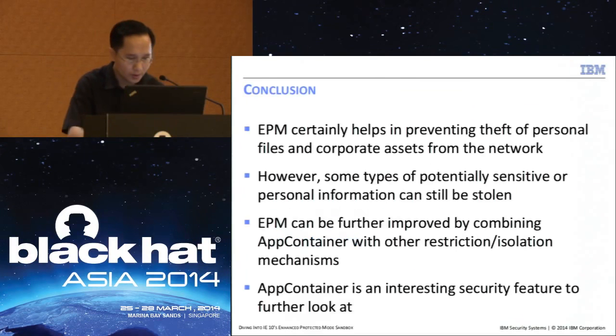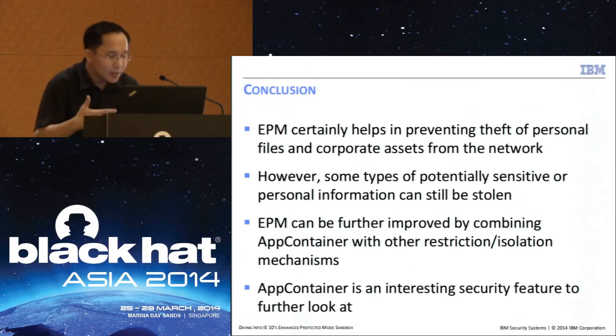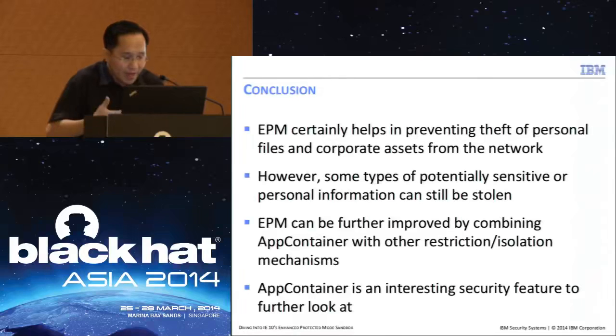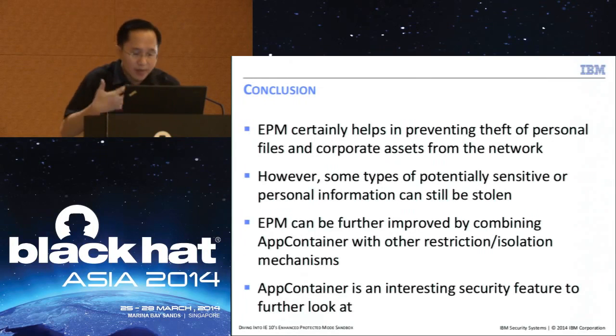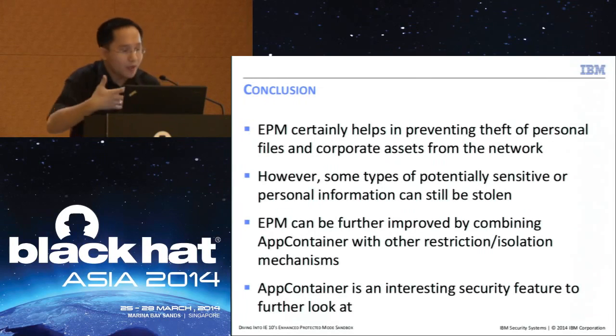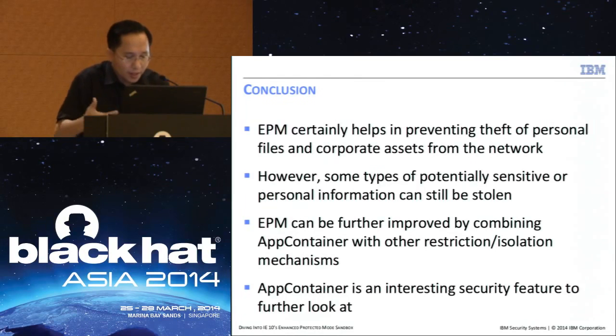In conclusion, because of app container, EPM certainly helps in preventing theft of personal files and corporate assets from the network. However, as discussed, there are still some types of potentially sensitive or personal information that can still be stolen. EPM can also be further improved by combining app container with other restrictions or isolation schemes such as job objects and restricted tokens, desktop and Windows Station isolation.